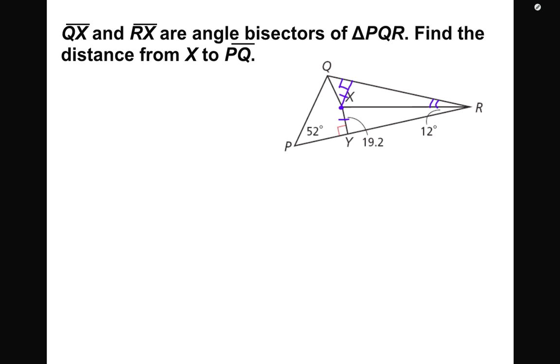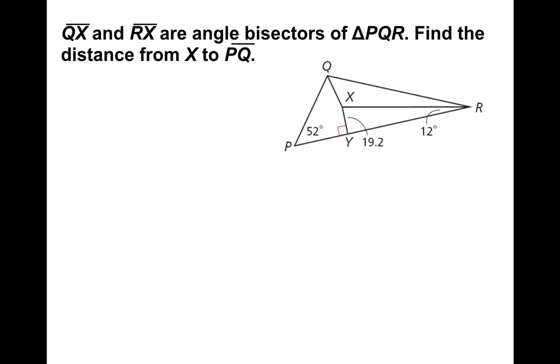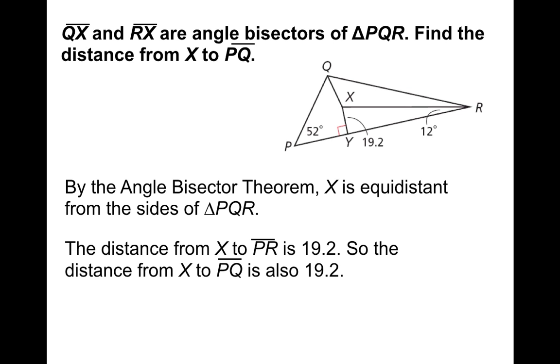And then if QX is an angle bisector, then from X that side or that way and X this way, those green ones would also be the same, 19.2 for both of those. 19.2, 19.2. That point is the same distance to every side of that triangle. We'll do some more with that idea on Monday.